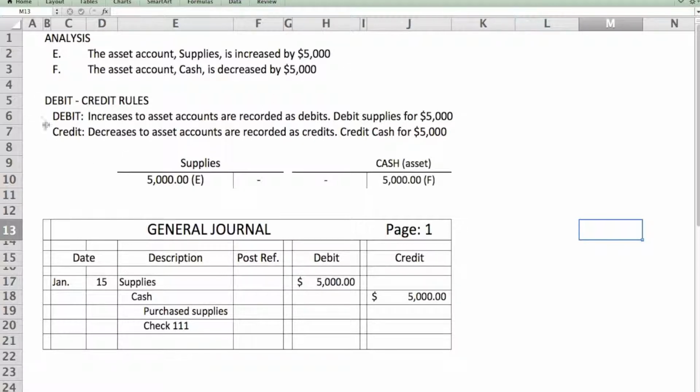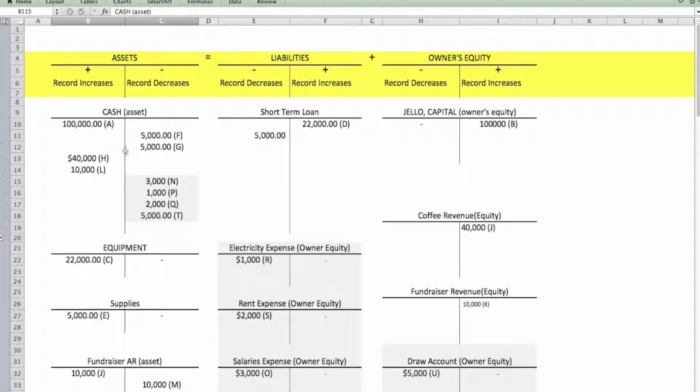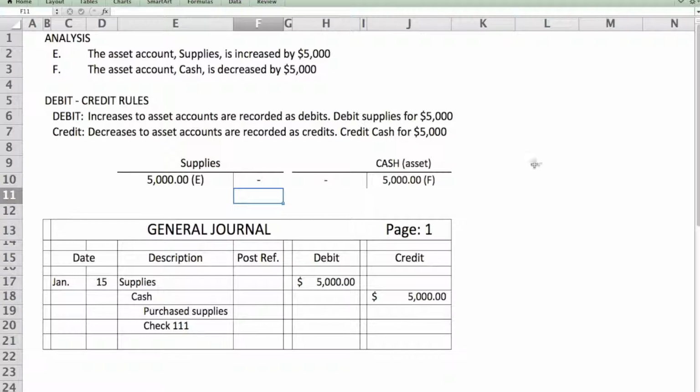So the debit credit rules. Debit increases to the asset accounts are recorded as debit. So we'll debit supplies for $5,000. Credit decreases to asset accounts are recorded as credits. Credit cash for $5,000, reducing the value of cash we had. Oh, hey, look at this, guys. There's our little T accounts right there. Isn't that magical? And what I even did was they match up to the numbers. So if we go back to this whole list, you'll see the numbers match up with our entire T account sheet. So back to the supplies.